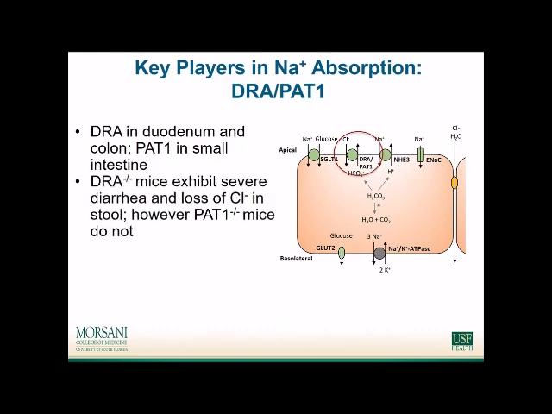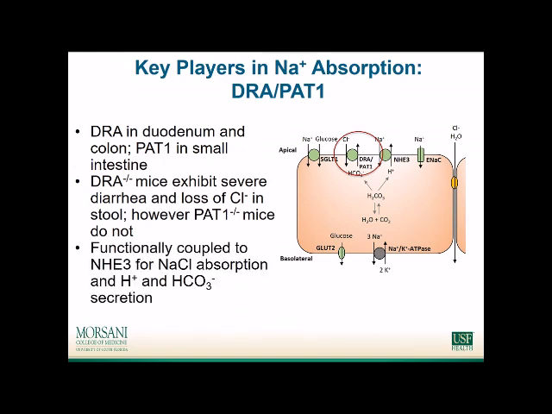And we know that by knocking out those transporters, we can see the effects of diarrhea. So for example, DRA knockout mice exhibit severe diarrhea and loss of chloride in the stools, so that's a chloride-rich diarrhea. However, if you knock PAT1 out, we don't really see the same effect. So they're not really the exact same function or transporter, and in fact, PAT1 is an anion exchanger that can exchange many more things besides bicarbonate, and so perhaps that's playing a different role. But again, the important piece to take home is really that you have this functional coupling for absorption of electrolytes between these two transporters.